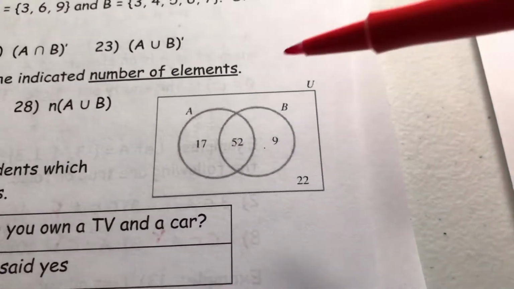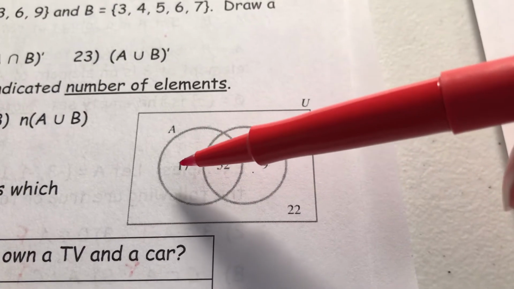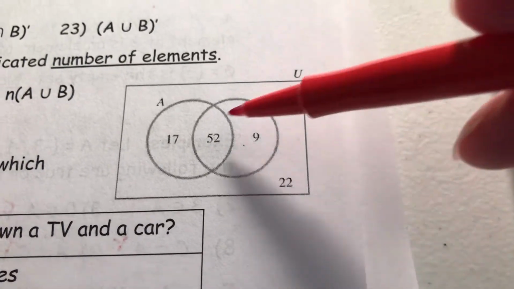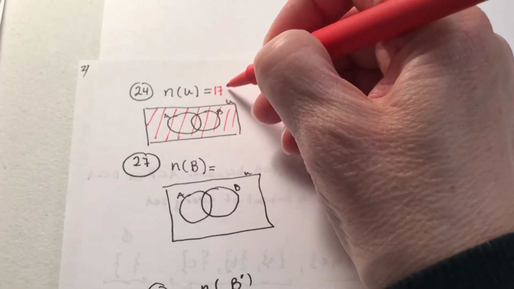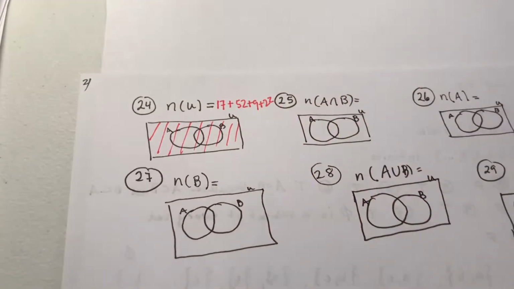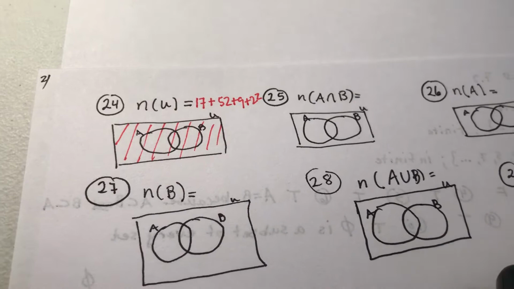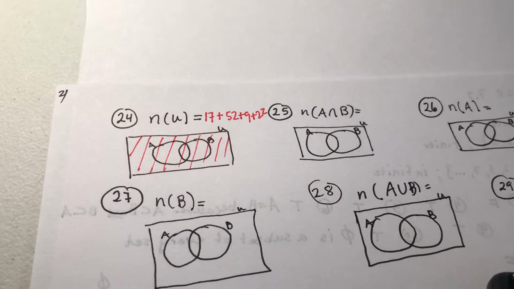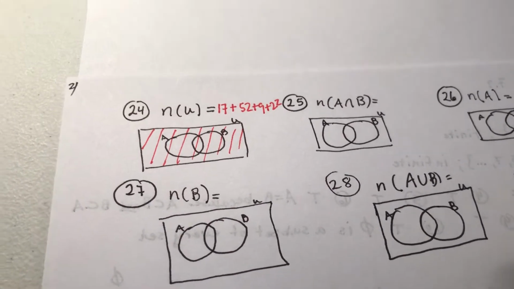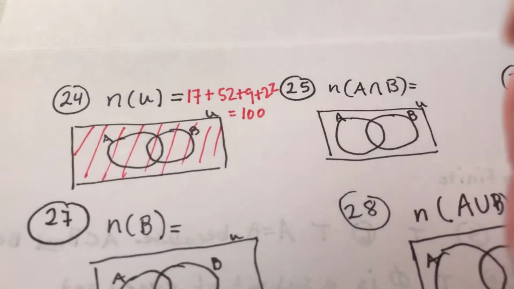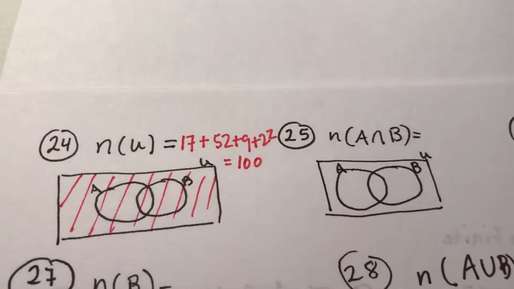Now first of all, you've got to stop thinking of these as elements. This means that there are 17 in here, 52 in here, 9 in here, and 22 in here. So I am going to take all of those numbers and do 17 plus 52 plus 9 plus 22, and that will give me the answer, which I have not done yet. Let me do this. 17 plus 52 plus 9 plus 22. And that gives me 100. So the answer to this one is 100. That just is saying that there are 100 elements in the universal set.